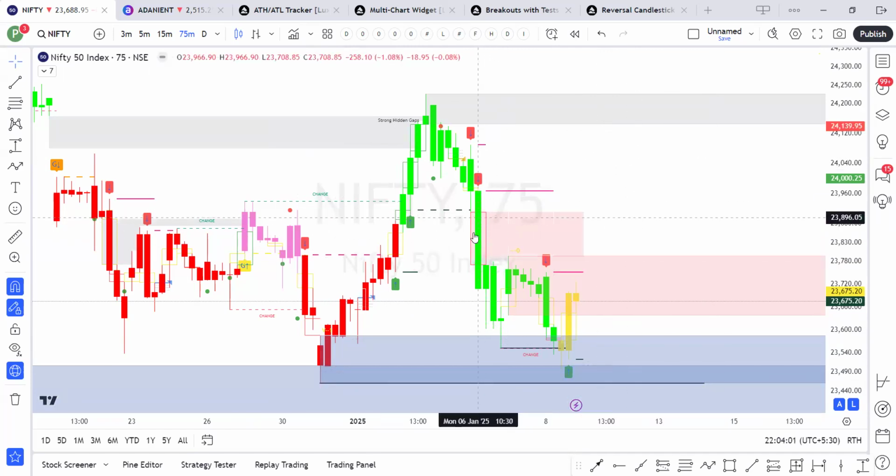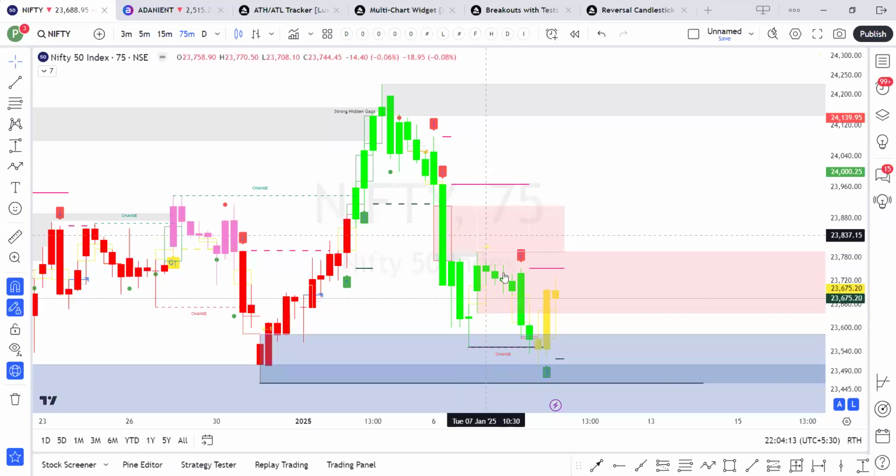And whenever there is selling pressure at higher areas, even though the trend is up and prices are in green color, they can go into that selling area, which is a strong hidden gap. From there it can give some reaction.